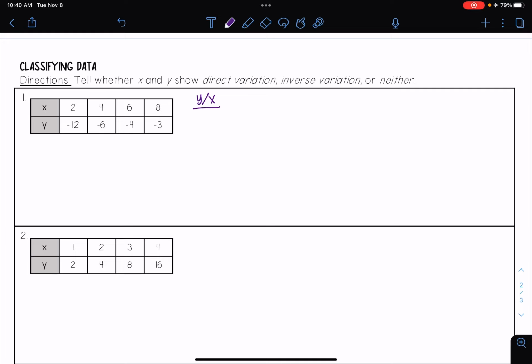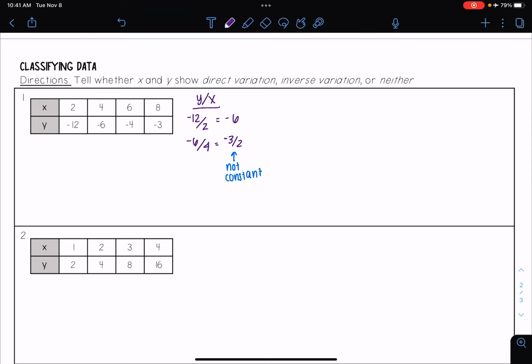If I look at that first one, I have -12 divided by its x pair, which is 2, and I get -6. The next one is -6 divided by 4, which if I simplify, gets me -3/2. Automatically, I see that this is not constant. I got a different number for my next point, so I can tell this is not direct variation.